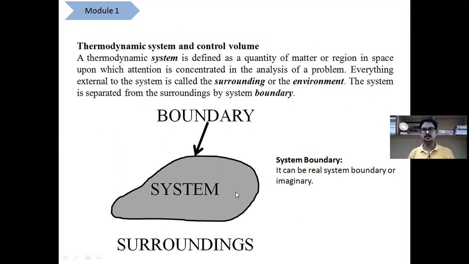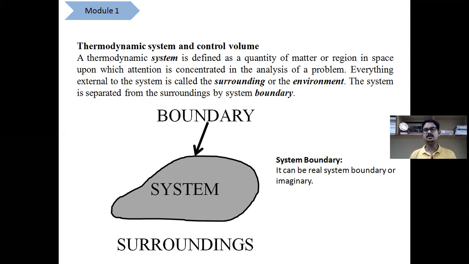Now, to have a study on a particular section or segment in relation to thermodynamics, first we should define what is a system. System is basically one part of the universe which is surrounded by a boundary, where the analysis is done or where we will carry out our studies.